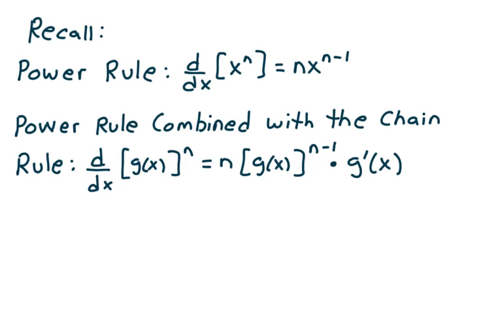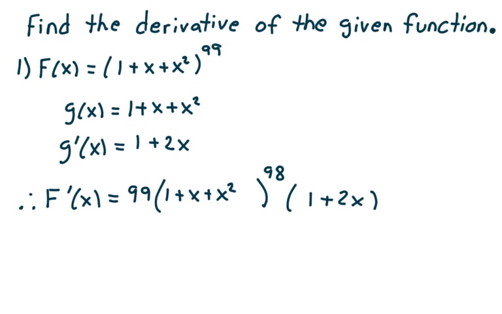The power rule combined with the chain rule says the following. The derivative of g of x to the n with respect to x is n times g of x to the n minus 1 times g prime of x. The directions say to find the derivative of the given function.